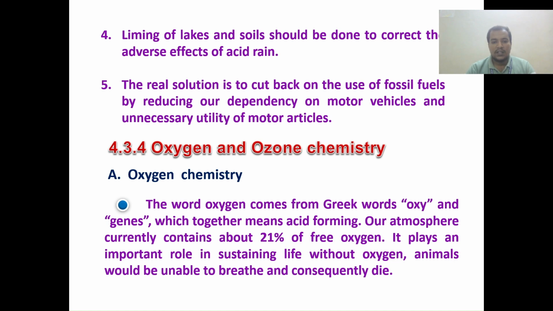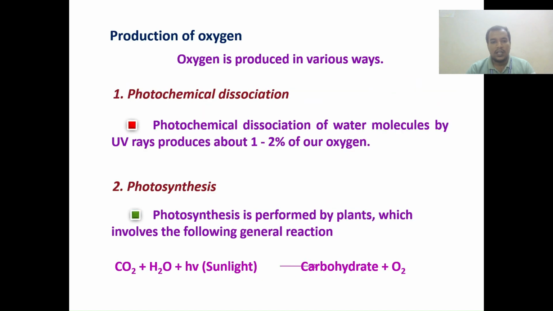So now, oxygen and ozone chemistry. Already we know the oxygen chemistry. The word oxygen comes from the Greek words oxy and genes, together meaning acid forming. Our atmosphere currently contains 21% of free oxygen, but we are decreasing the oxygen level, and at the same time carbon dioxide is increasing. Oxygen plays an important role in human health and the environment, like sustaining life. Without any oxygen, animals would be unable to breathe and consequently die.